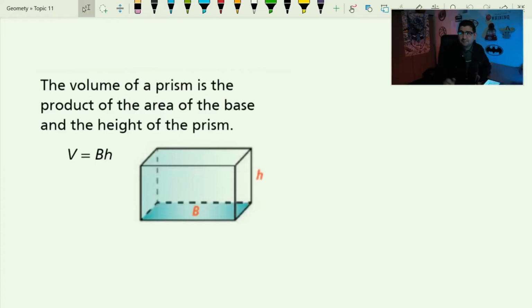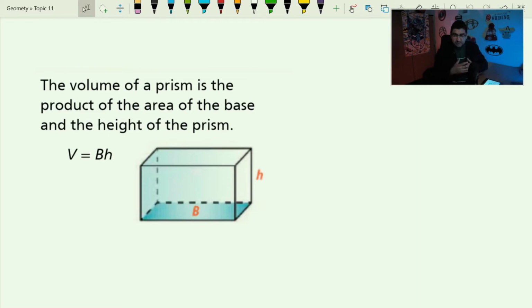In today's video, we're going to be talking about how to find the volume of a prism. So let's go ahead and get started by looking at the formula for how to find the volume of a prism. First off, the volume of a prism is basically when we multiply the area of the base and the height of the prism.